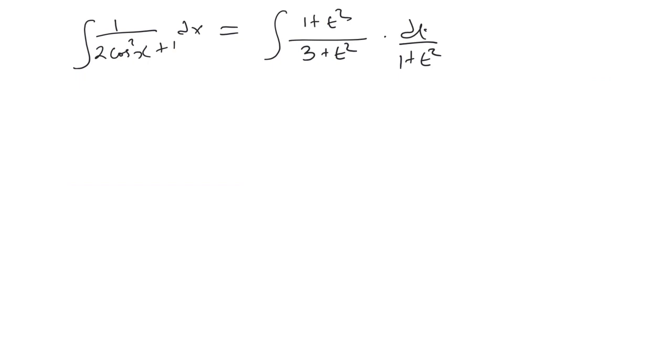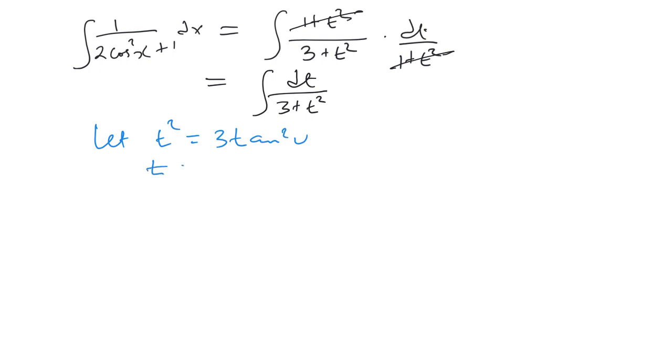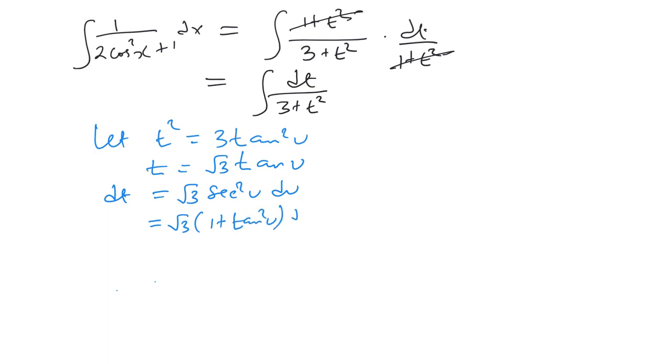Okay, so what do we get out of this? The good news is that this cancels out, and we are remaining with the integral of dt over 3 plus t squared. For these integrals, we always go for a trigonometric substitution. So let t squared be equal to 3 tan squared of u, so that t is root 3 tan u. Now change dt in terms of du. dt by du is equal to root 3 sec squared u. So we can write this as root 3 into 1 plus tan squared u.